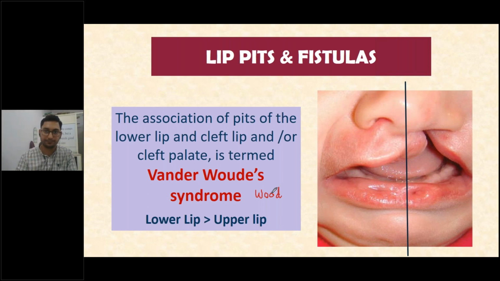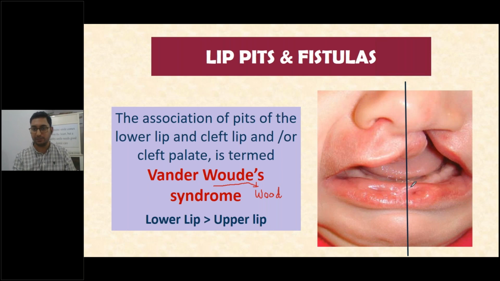Cleft lip, right? So cleft lip and pits should immediately strike you: Van der Woude syndrome. So don't try to cram it. It is very easy. This wood should strike you. You're wandering in woods and you see cracks and pits on the trees, and that is how you remember.